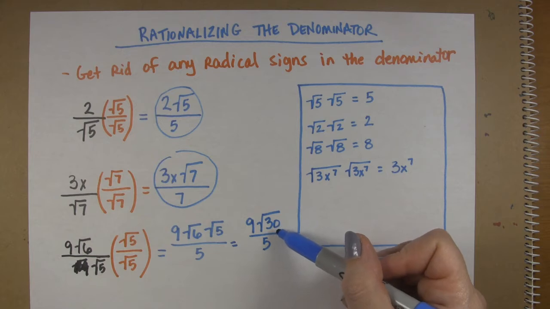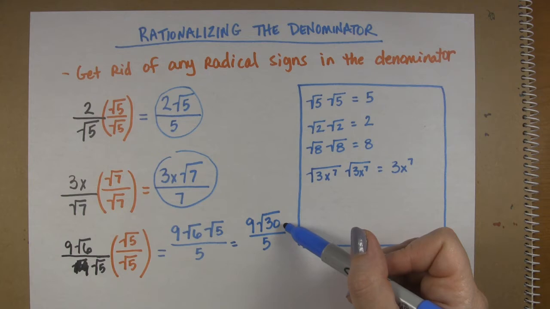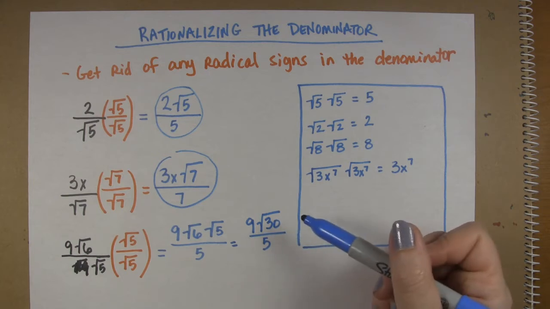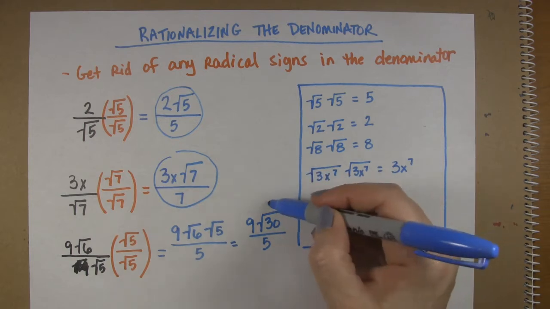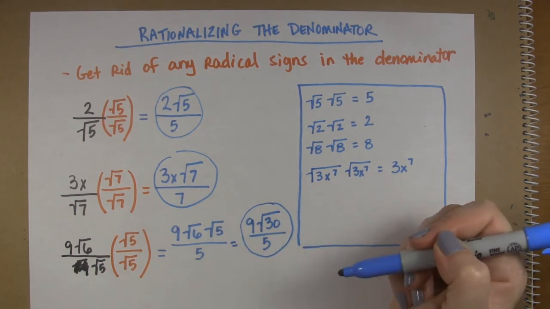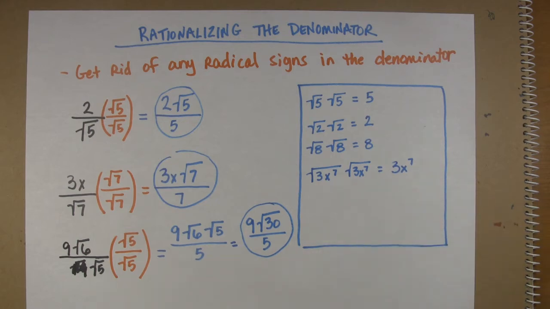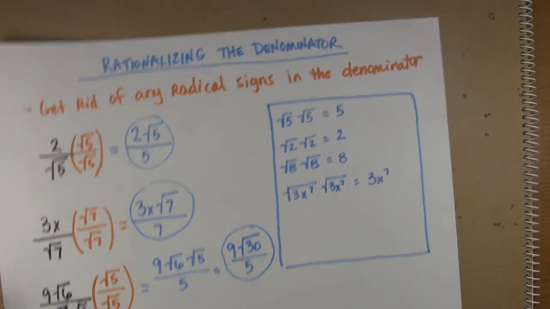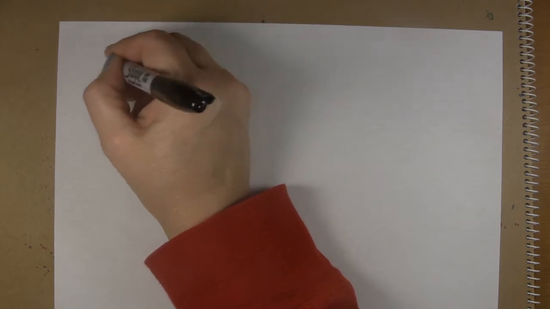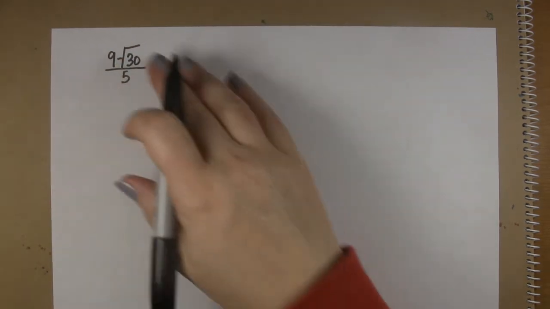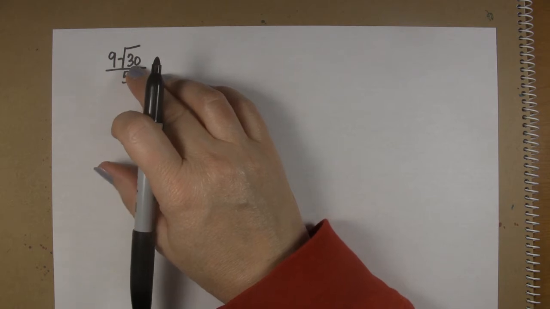Now the question is, can we reduce that root 30 at all? And I'm pretty sure that the answer to that question is no. So that's going to be my final answer. But I think that we should talk about how I knew it was no. So here's our problem: 9 root 30 over 5. We want to know if we can break down that root 30.